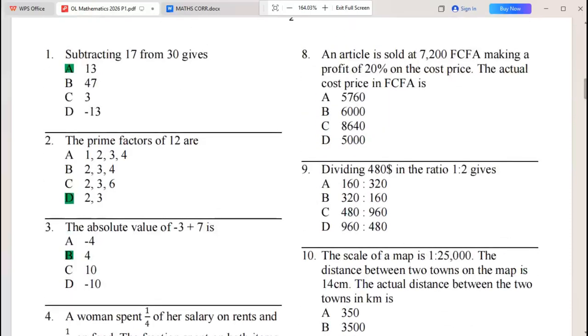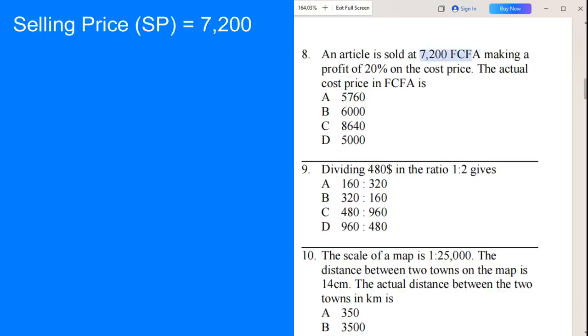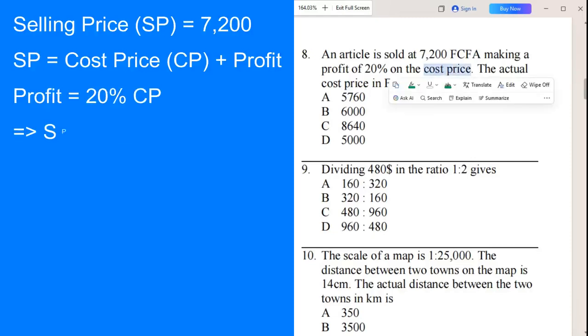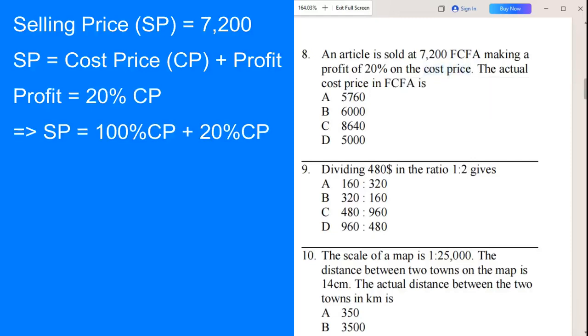Question 8. An article is sold at 7,200 francs CFA, making a profit of 20% on the cost price. The actual cost price in francs CFA is. Now, we know that the selling price of this article is equal to 7,200 francs CFA. And that 7,200 francs CFA is equal to the actual cost price of the good plus 20% of that cost price in profit. That means 7,200 francs CFA is equal to 120% of the cost price.